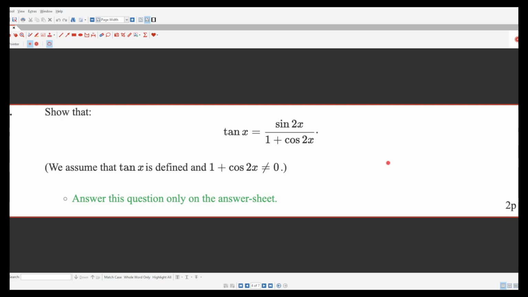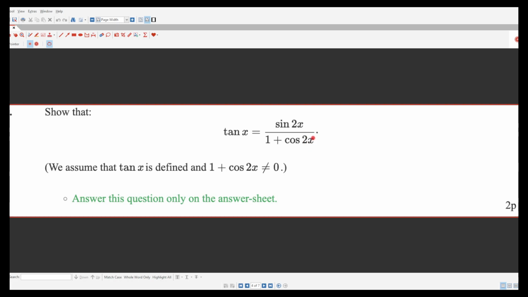the first thing we want to do is to show this. This is the topic of trigonometric identities. So we want to write this. Show that tangent of x is equal to sine 2x over 1 plus cosine 2x. And of course, to be clear, I have written: assume that tangent is defined and the denominator 1 plus cosine 2x is not 0, to be on the safe side. And I have written: answer this question only on the answer sheet, because you have to write it down. Hopefully, by seeing this 2x, it will tell you what this topic is about.